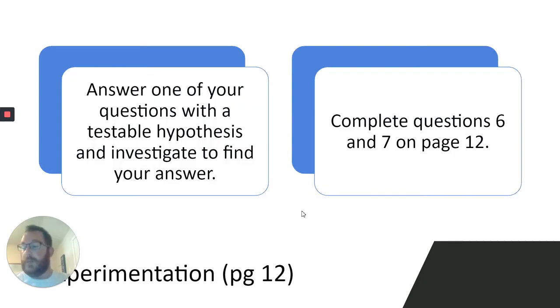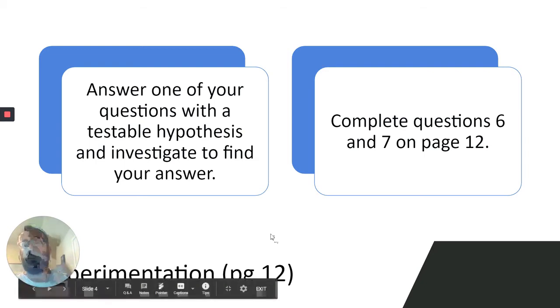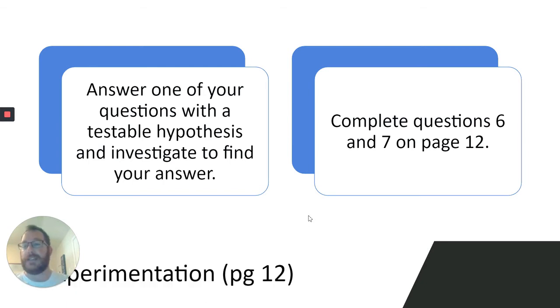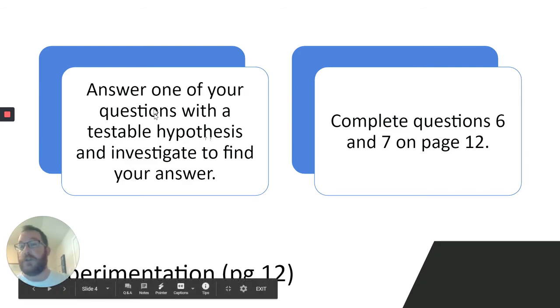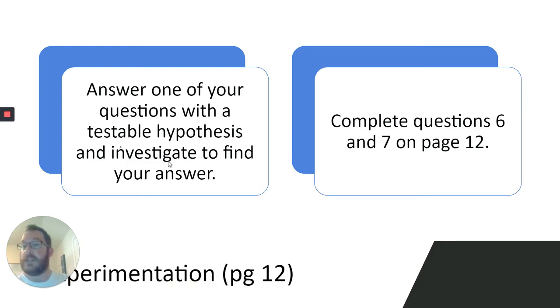Okay, so on the next page, page 12, or again, the next page that's in there, we're going to be doing an actual experiment. You've made observations, so that's the first part of the scientific method. You've come up with maybe some questions to wonder about, but you have a set of knowledge that you already have. So you're going to find one of those questions that you can create a testable hypothesis for and investigate to find your answer.